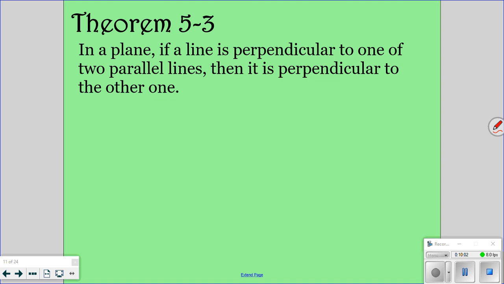In a plane, if a line is perpendicular to one of two parallel lines, then it is perpendicular to the other. So we have two parallel lines, and if a line is perpendicular to one, then it also is going to have to be perpendicular to the other. So that's how that works.